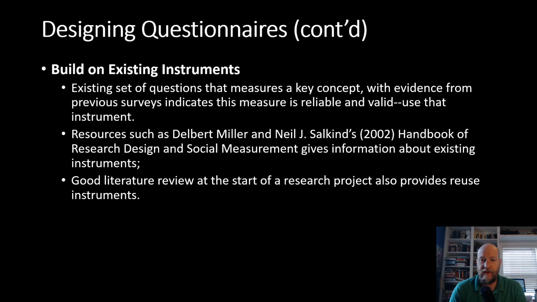There's a really excellent resource called the Handbook of Research Design and Social Measurement by Delbert Miller and Neil Salkind. It's been updated, I believe, since 2002. It's just a huge list of all these existing measures organized in various ways, including topic of interest.